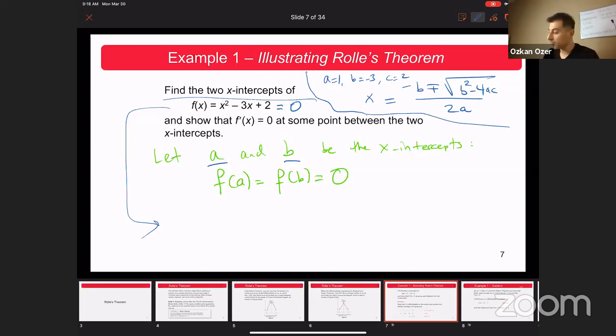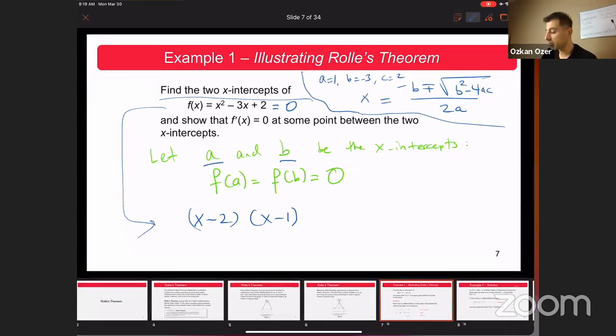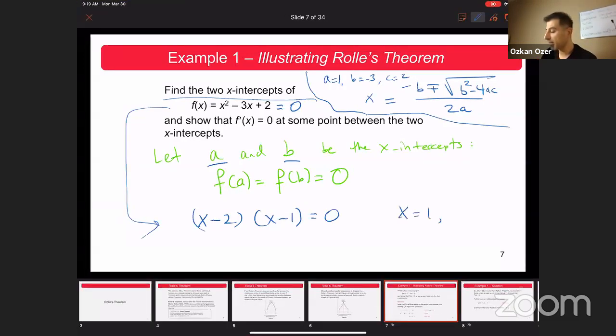In this case you can apply the quadratic formula, but I'm just going to factor this as (x minus 2)(x minus 1), so you're looking for two numbers whose product is 2 and whose sum is -3, and those numbers are -2 and -1. So this is the right factorization, and it implies that x equals 1 and x equals 2 are the roots, the zeros of the quadratic. Go ahead and use the interval [1, 2] to start with. So I'm going to choose a to be 1, and b to be 2.